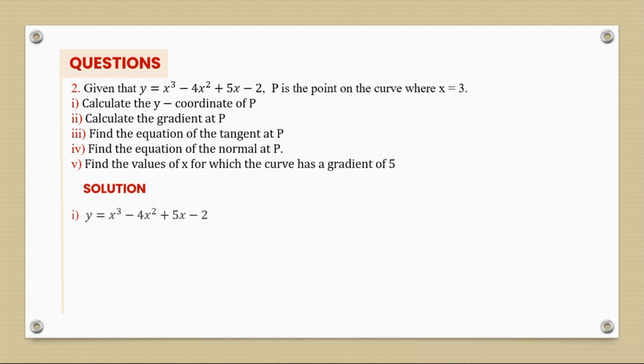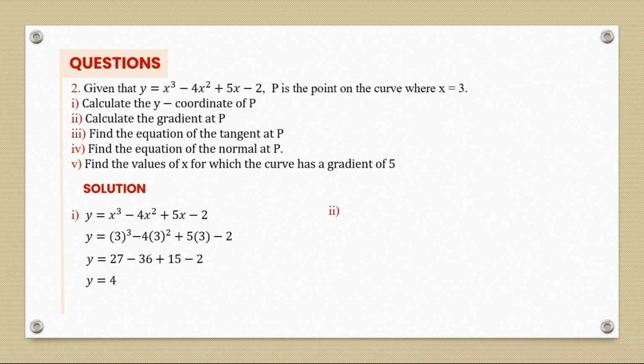So let's solve this. Now this is the equation of the curve, y is equal to x cubed - 4x squared + 5x - 2. So first of all, we've been told that we're dealing with the point where x is equal to 3. So that means we can find the value of y. So substitute for x and we will find y being equal to 4. So now we know the value of y. So the point is actually the point (3, 4).